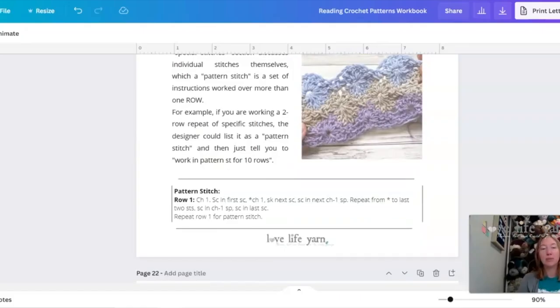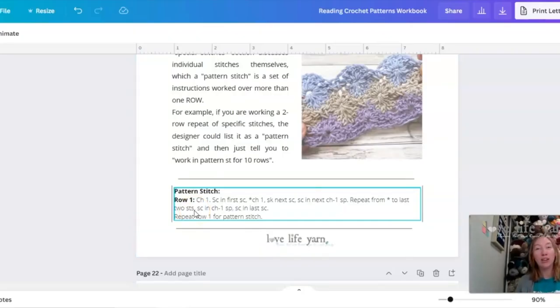So here's my example. I have a design that uses a seed stitch, moss stitch, we can call it. It's a single crochet chain 1, and it's 1 row, but it's repeated. So since it's not just one particular stitch, the way to put it in there as a row is a pattern stitch or a stitch pattern. So in this one you see row 1, chain 1, then single crochet into first single crochet, chain 1, skip next single crochet in the chain 1 space, and you repeat from that asterisk to the last 2 stitches, single crochet in the chain 1 space and single crochet in the last single crochet.